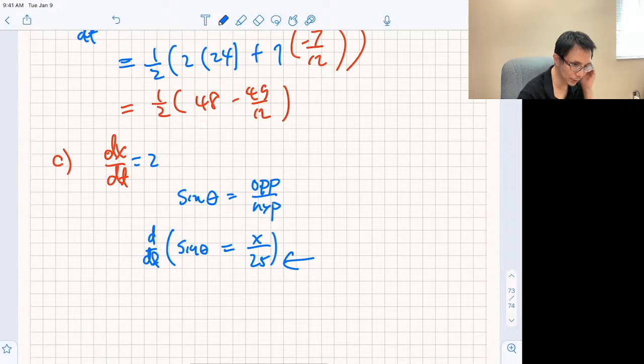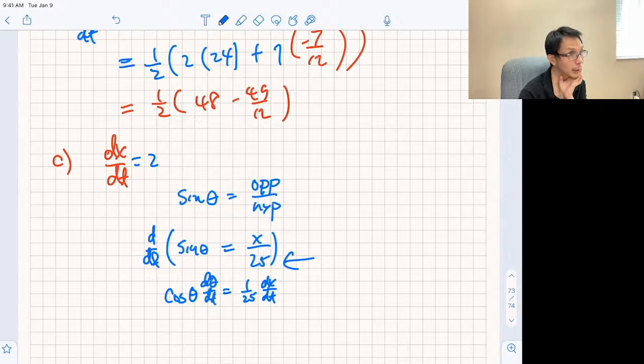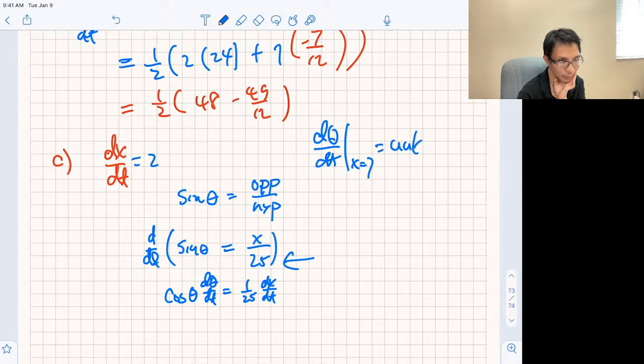Can anybody help me take a derivative of this? Cosine theta. 1 over 25. There's a couple of things missing here. dx/dt. What else? There was something else that was missing. Connected to cosine theta is d theta/dt. Yep, don't forget about that. That's what we want. So we want d theta/dt when x is equal to 7. That's the unknown. So you have to have d theta/dt. You cannot take a derivative with no d theta/dt. You have nothing to solve for.